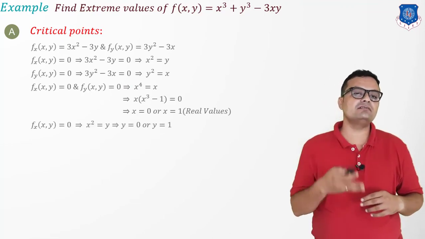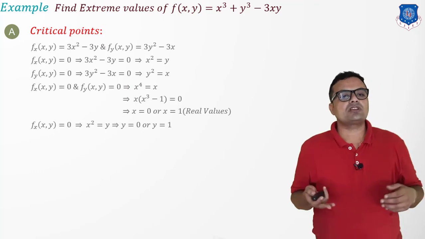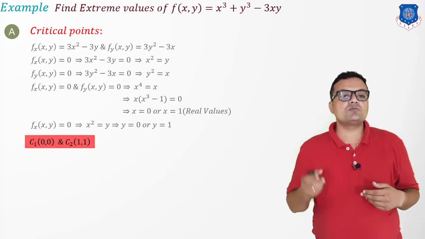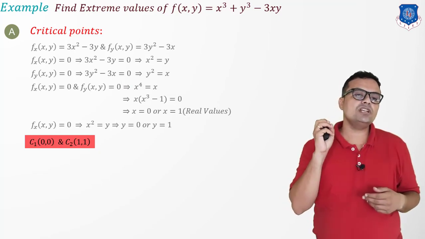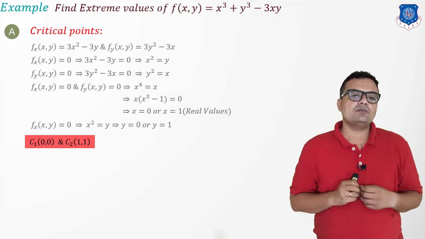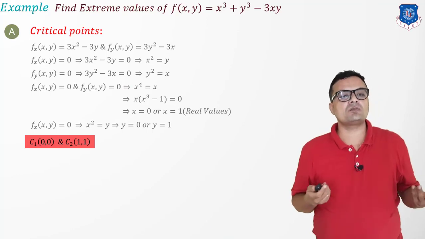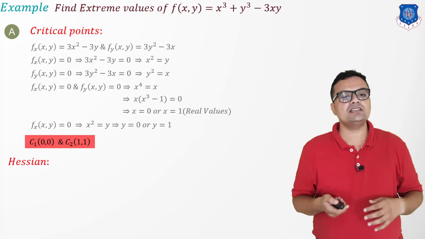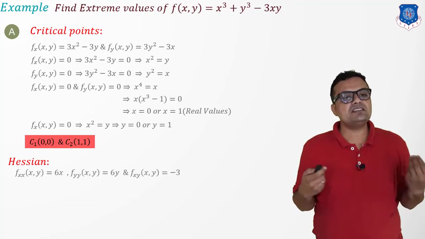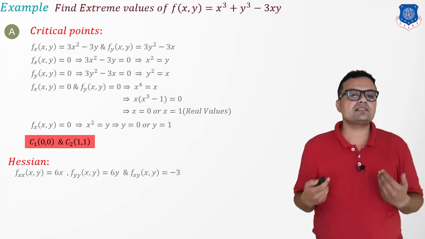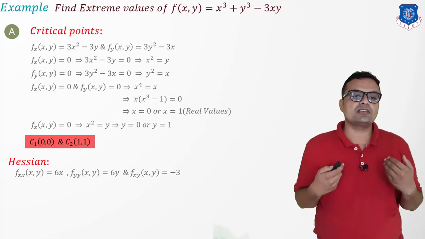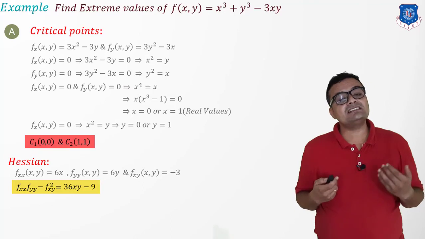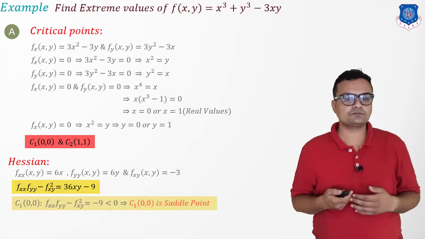And then if I plug the values into f sub x or f sub y, it gives me values of y which are 0, 1. So the intersection of this gives me 2 points. These are the only two critical points where my function can attain maxima or minima, or it can be a saddle point. Let us verify that using the Hessian. To calculate the Hessian, I need f sub xx, f sub yy, f sub xy, which are respectively 6x, 6y and minus 3. So the value of the Hessian is 36xy minus 9.